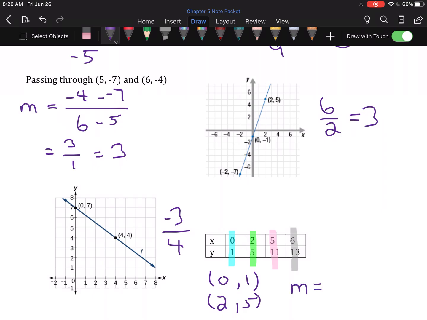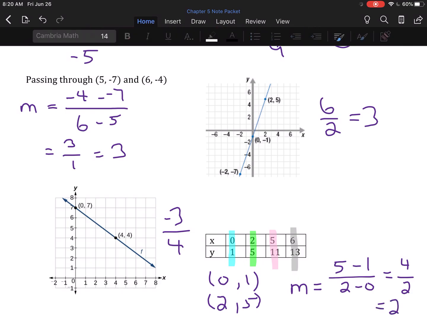So if I consider 0, 1 to be my first ordered pair and 2, 5 to be my second ordered pair, then slope is going to be 5 minus 1 over 2 minus 0. 5 minus 1 is 4. 2 minus 0 is 2. 4 divided by 2 is 2.